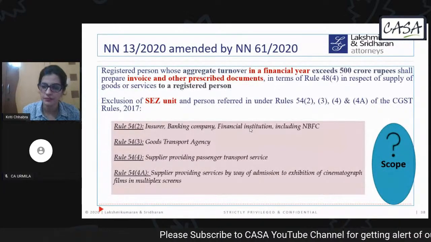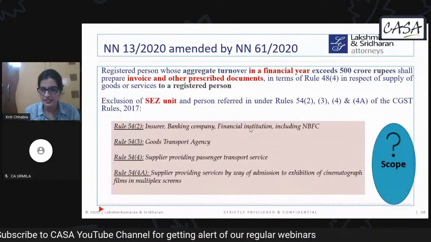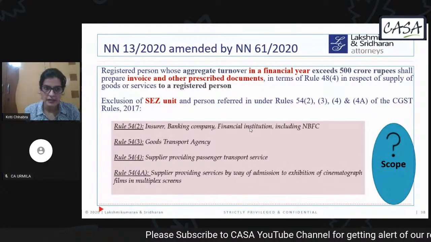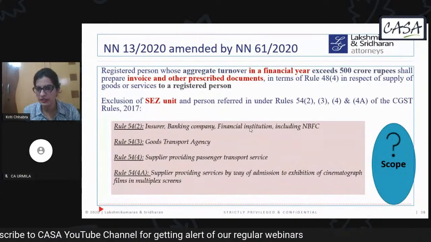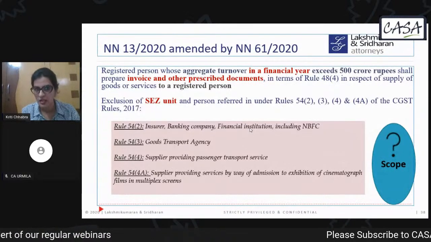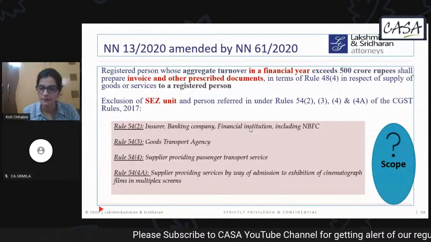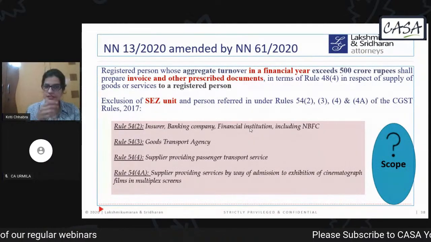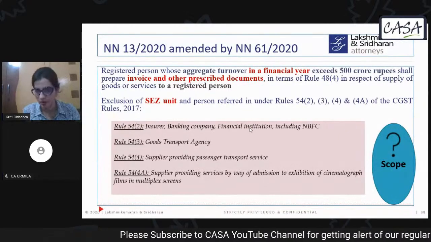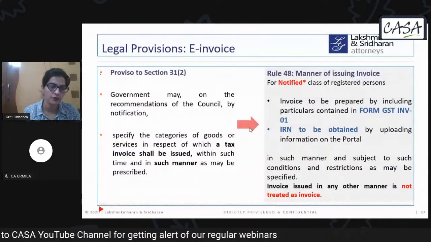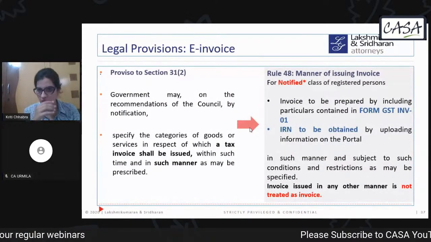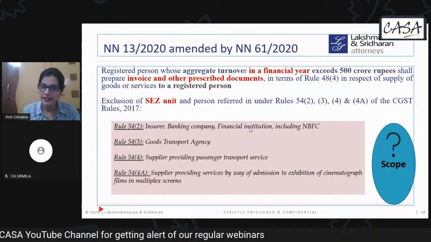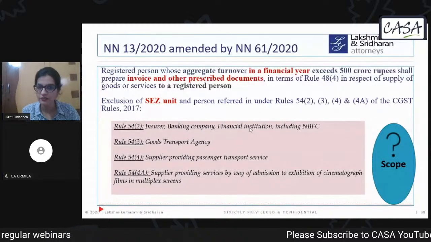But before that, notification number 13/2020, as amended recently by 61/2020, says that a registered person whose aggregate turnover in a financial year exceeds 500 crore rupees shall prepare invoices and other prescribed documents in terms of Rule 48.4 in respect of supply of goods or services to a registered person. Further, certain exclusions have been made by the notification, which are Rule 54.2, 54.3, 54.4 and 54.4a, as well as SEZ units. This notification talks about invoices and other prescribed documents, whereas the legal provision only talks about the invoice and the tax invoice. So the notification has gone beyond the rule and the section by including other prescribed documents under the ambit of the e-invoicing schema, which were otherwise not covered. This is one of the anomalies which I want to highlight.